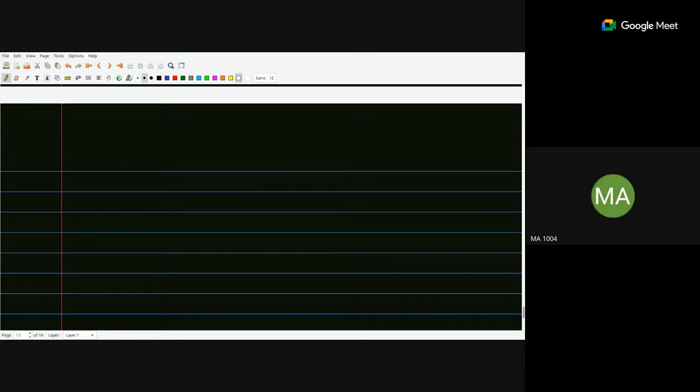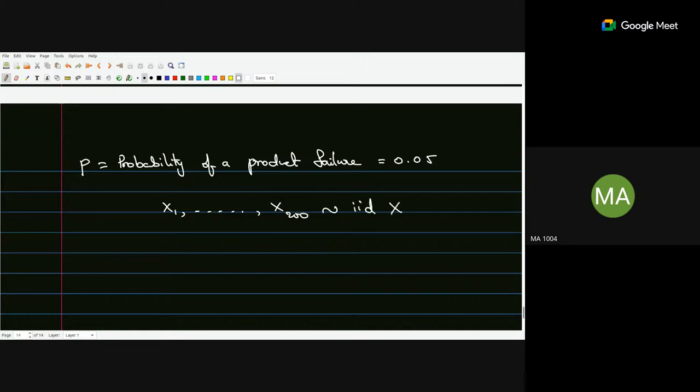Okay, is my screen still shared? Yes, sir, it's shared. So previously what it said is the probability of a product failure. Let me write product. Probability of product failure is 0.05. That's what they gave, right? So this is the probability of failure for one product, right? So we have taken X1 to X200 samples coming IID from some X, where X is not failure with probability 0.95, and failure with probability 0.05.